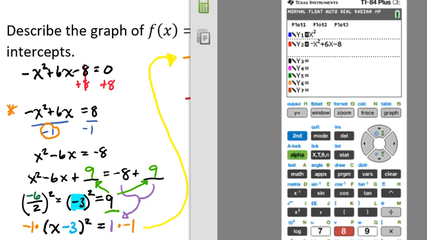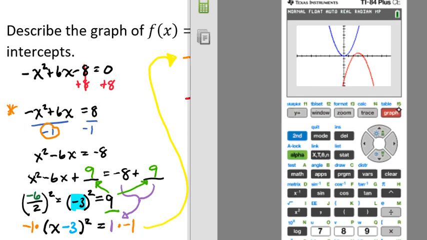In our y1 spot, we have our parent function. In our y2 spot, we have our graph. And if we graph those, we see that it is reflected across the x-axis. It is moved to the right 3, and it has moved up 1, just as we described.